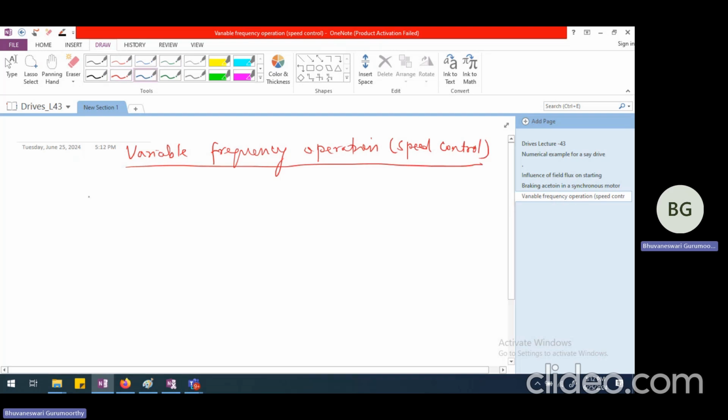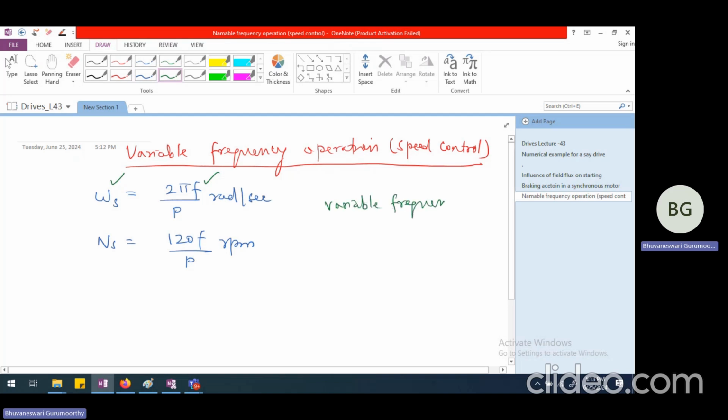So we all know that the synchronous speed is given by 2 pi f divided by p if I am talking about radians per second, or if I am talking about RPM, it is 120 f divided by p. This is the RPM. So the frequency is going to directly decide what is the value of the speed at which the synchronous motor is running. So one of the easiest ways of controlling the speed of a synchronous motor is variable frequency control.